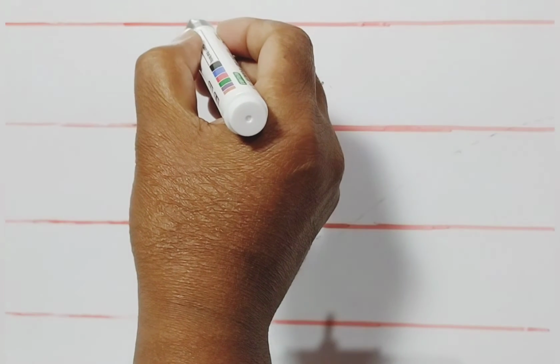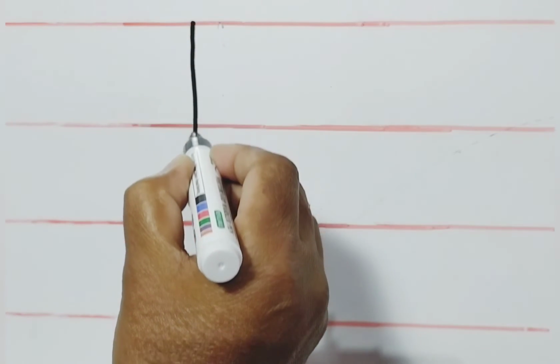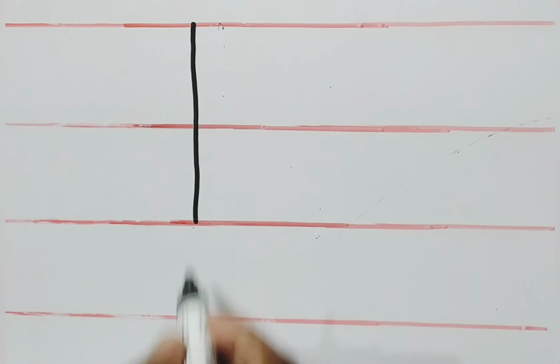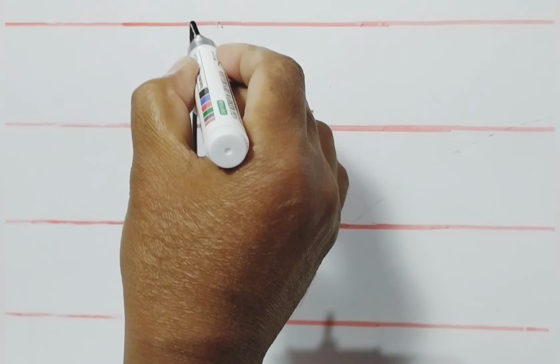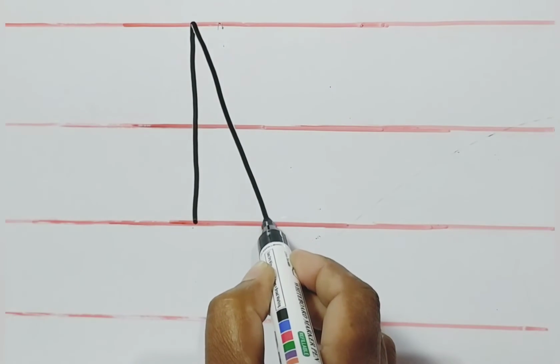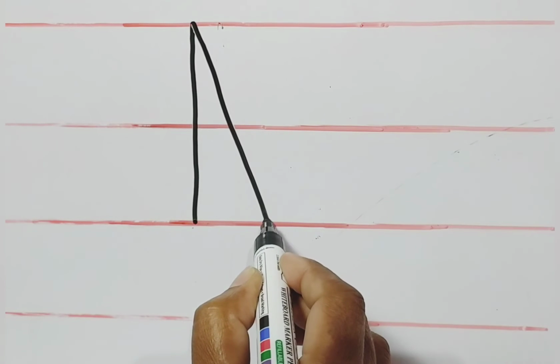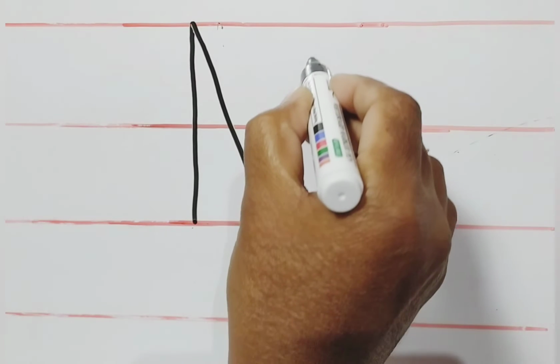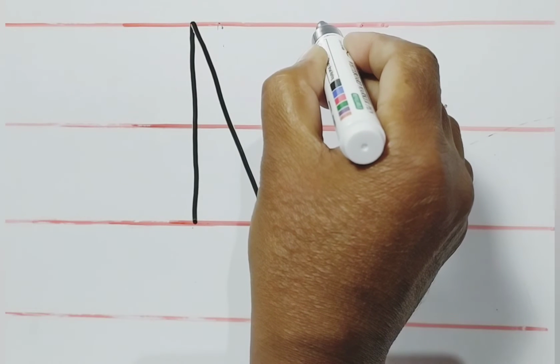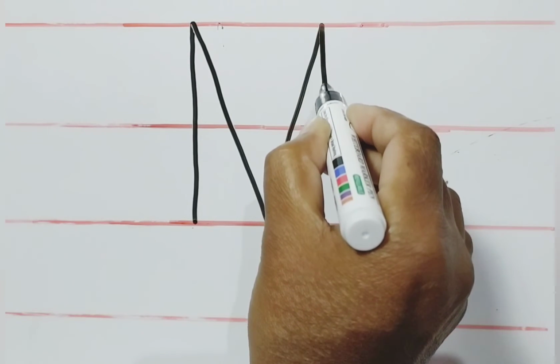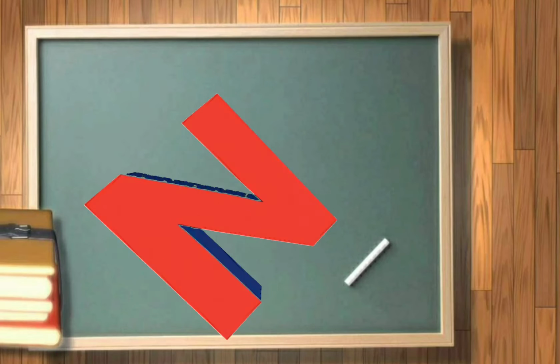Start from the top and draw a standing line down. Go back to the top and draw a slanting line down to the right and another slanting line up to the top. Now draw a standing line to the bottom. This letter is M. Next letter N.